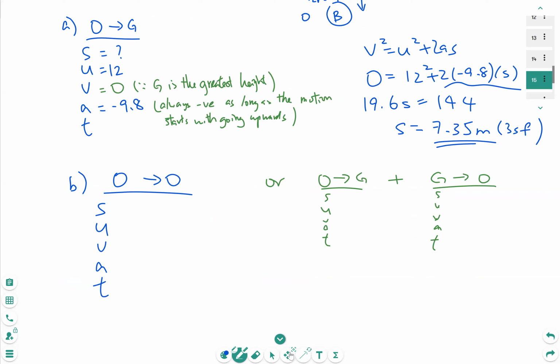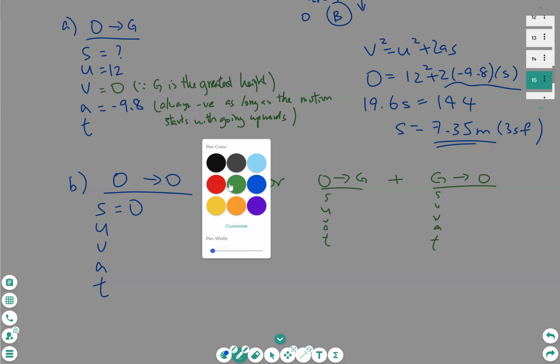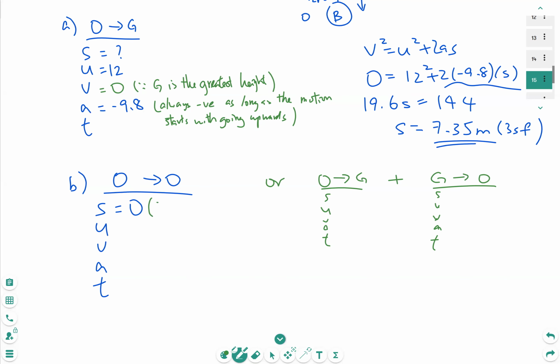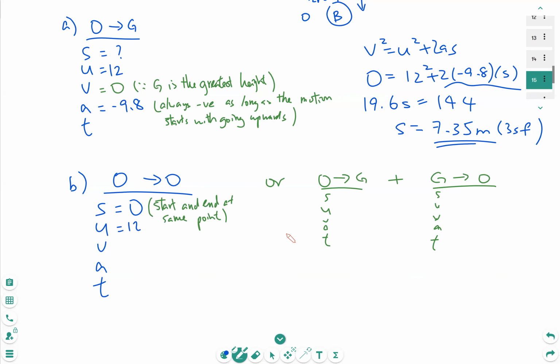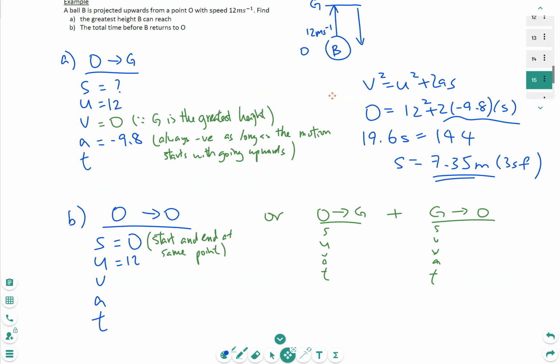So what's the displacement? From O to O, displacement is 0. Remember my McDonald's story. I left home for McDonald's and then came back home from McDonald's. My displacement is 0 because I went there for 10 meters, came back for 10 meters, 10 minus 10 is 0. Because we start and end at the same point, displacement is 0. Initial velocity is 12. The ball starts off by leaving the point O at 12 meters per second.